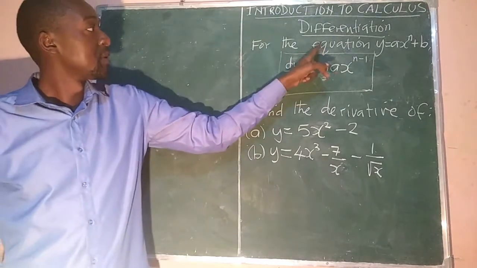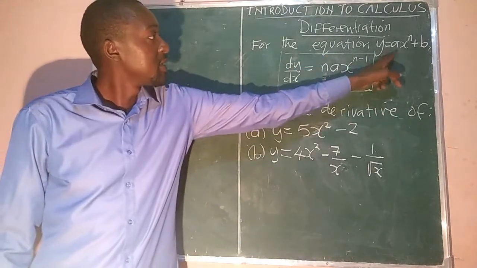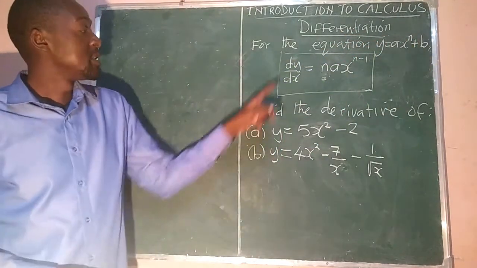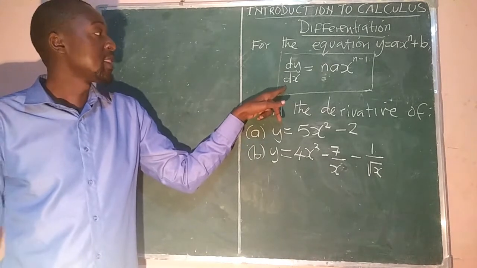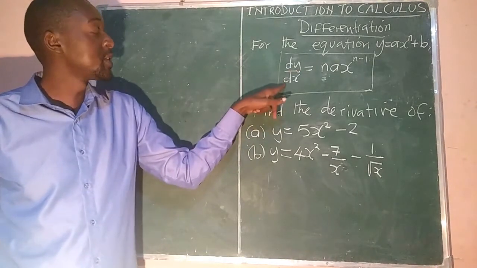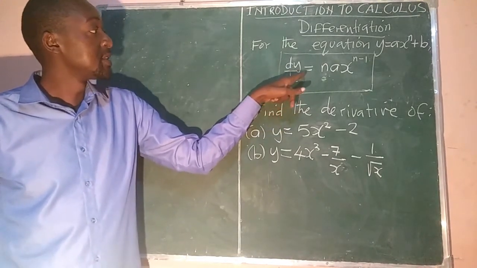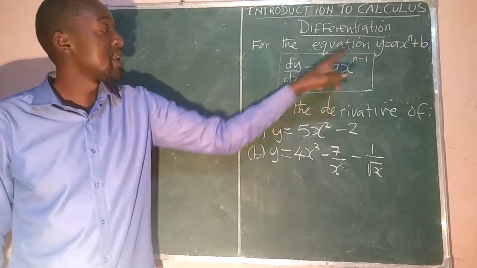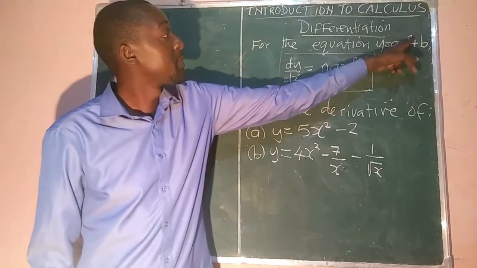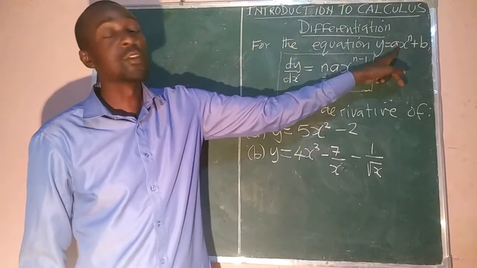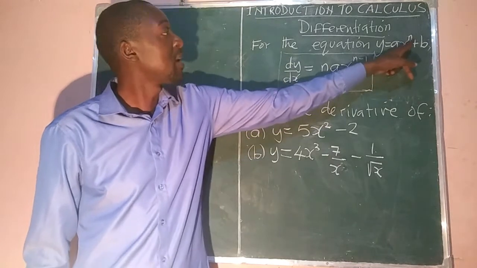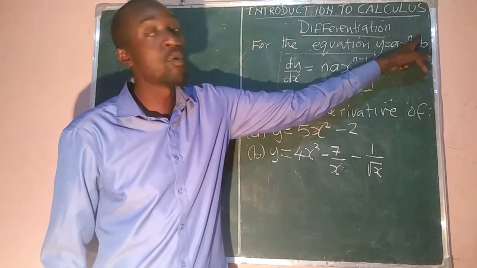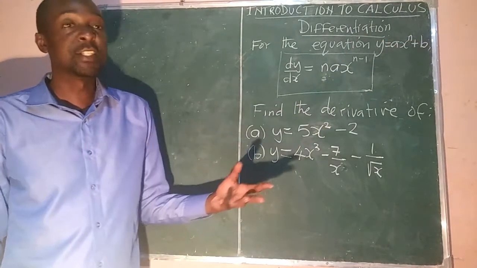For the equation y is equal to ax to the power n plus b, dy/dx, or in other words, the change in y with respect to the change in x, is equal to nax to the power n minus 1. So what you do is multiply the power by the coefficient of x, and then the second thing you do is subtract 1 from the power. That is what differentiation is.